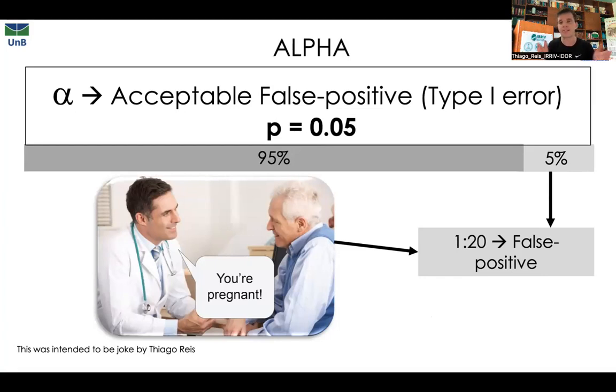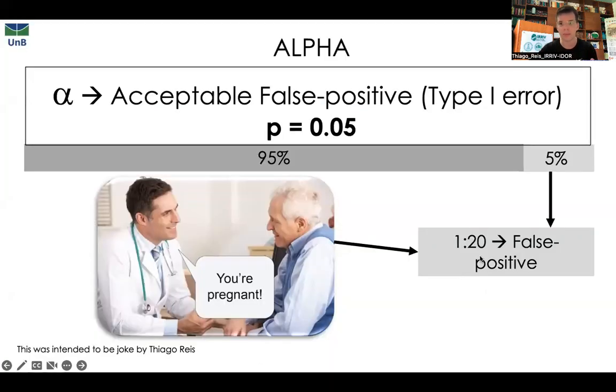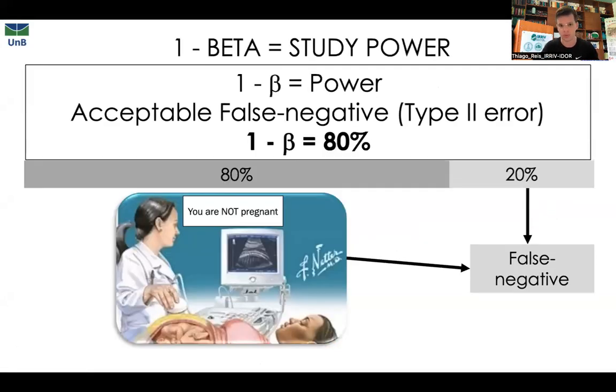In this case, for pregnancy, this is a false positive result. And a synonym for that is type 1 error. So if you say to this old man that he's pregnant, this is a false positive result. We accept that the risk of our trial to have a false positive conclusion is 5%. Okay, so this is the meaning of 0.05. This means that we accepted a 5% probability of our trial finding a false positive result.